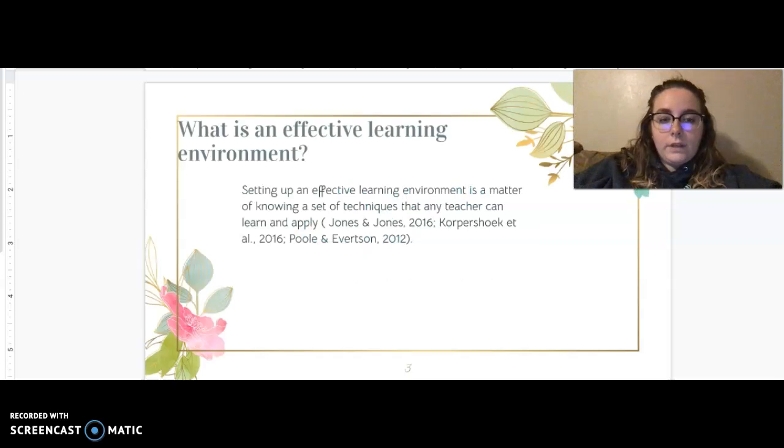So what is an effective learning environment? From Jones and Jones, 2016, and Korpershock, Poole, and Everstein. Setting up an effective learning environment is a matter of knowing and setting up techniques that any teacher can learn and apply. So providing an effective learning environment includes strategies that teachers use to create a positive, productive classroom experience.